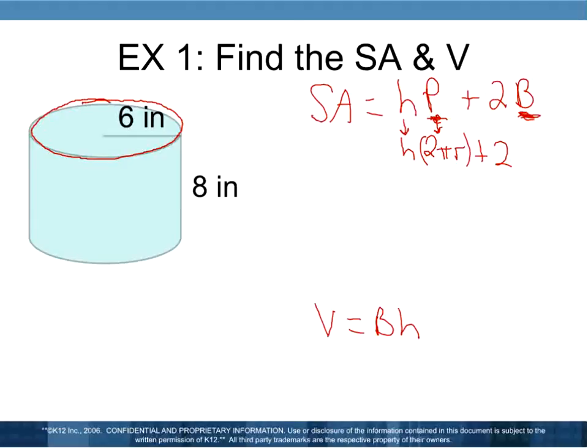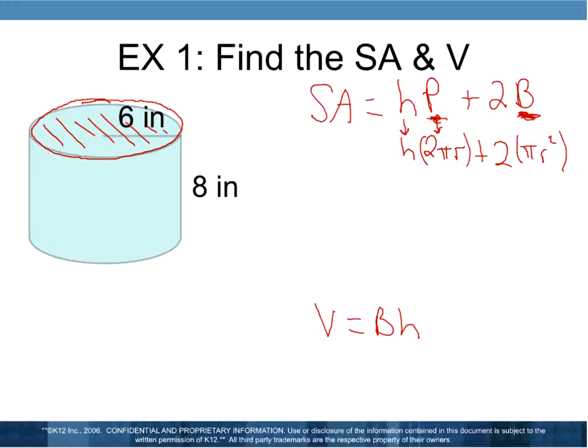Now it's 2 times big B. Gary, do you remember what big B means? What about the base? Anybody help them? The area of the base. So anytime you guys see a big B, you're talking area of the base. A couple of you guys typed that in. Great job. So area of the base, well, look at my base. My base is a circle. What's the formula for area of a circle? Pi r squared.